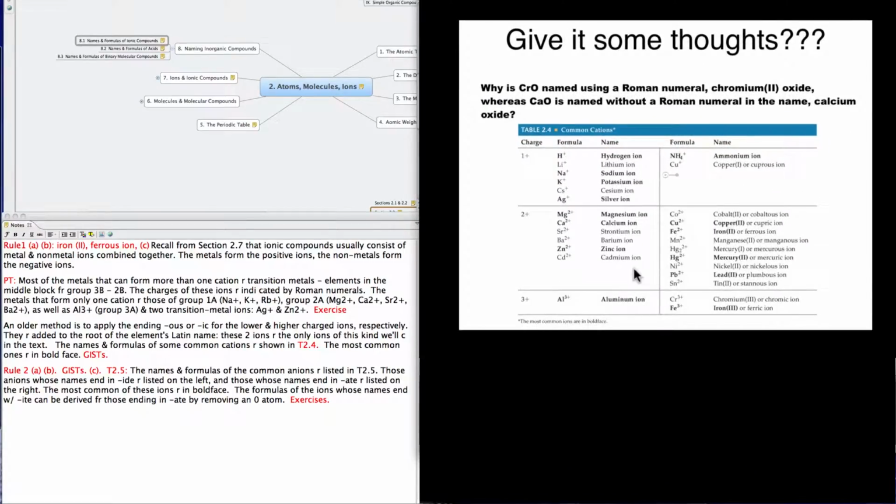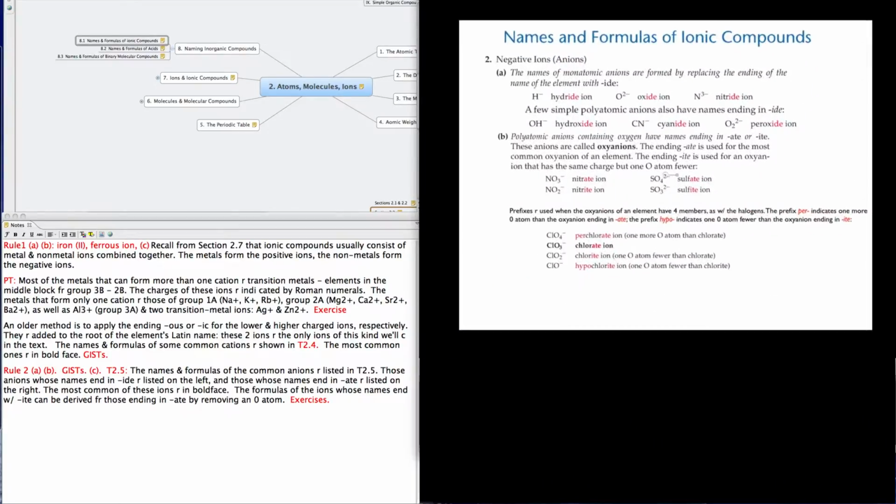The names and formulas of some common cations are shown in this table. Now for the negative ions, the anions, the names of monoatomic anions are formed by replacing the ending of the name of the element with "ide." So if the anion is formed from hydrogen, then it's called hydride ion.